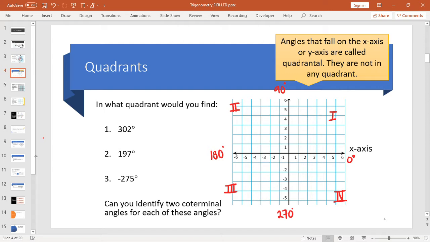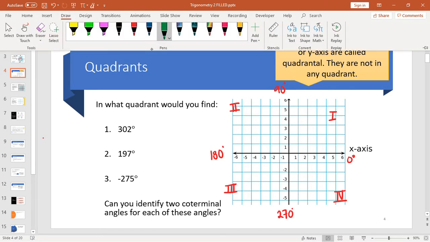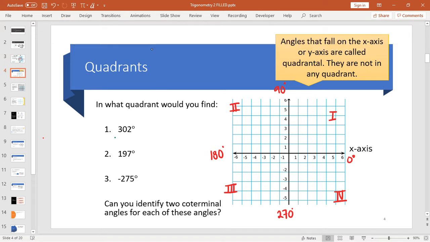There we go. So sometimes you might be asked to find in what quadrant a certain angle lies. So if I have angle 302, well, I know I'm going to go past 90, past 180, past 270, and then, you know, now I'm just kind of eyeballing it. Could be right about here. So that's angle 302. And it happens to be in quadrant 4.